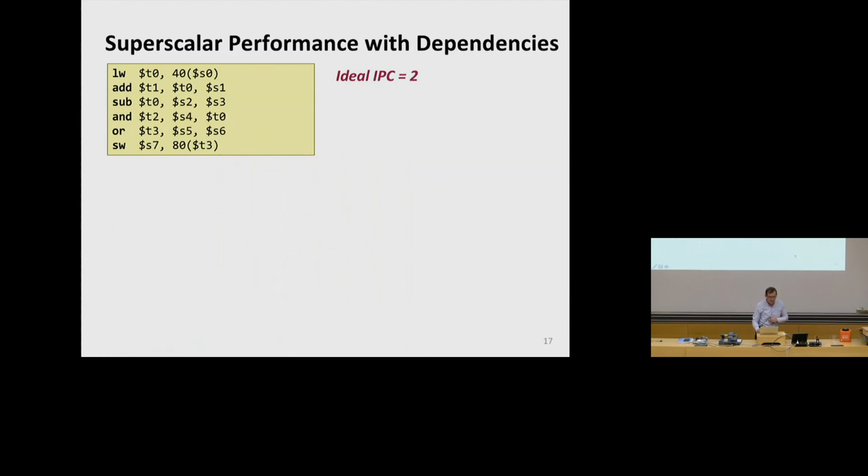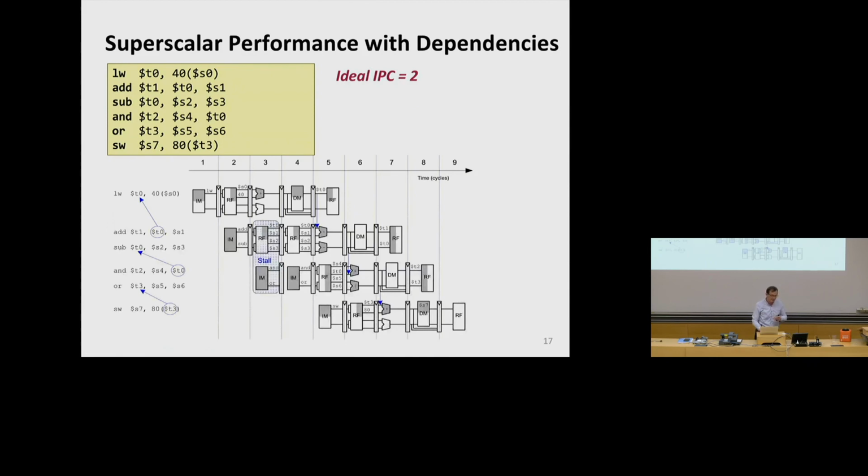But if you look over here, if you have dependencies, then there's a problem. For example, ideally, you would like to be able to decode load and add at the same time, but this add clearly depends on the load's result because of this T0. So basically, this add needs to stall. Now, this add and subtract, they don't have a dependency relationship, so this add and sub actually can go at the same time.